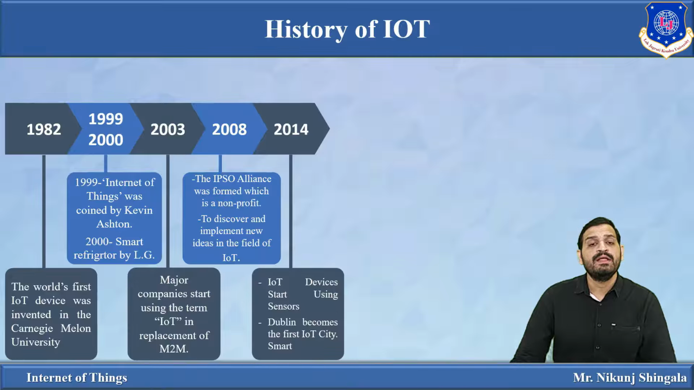Then in Ireland, Dublin, a city of Ireland, became the first IoT city. It is a smart city. What is a smart city? In a smart city, a number of facilities are available, like smart water management systems, smart education, smart dustbins, and smart transportation systems, which are all IoT enabled.